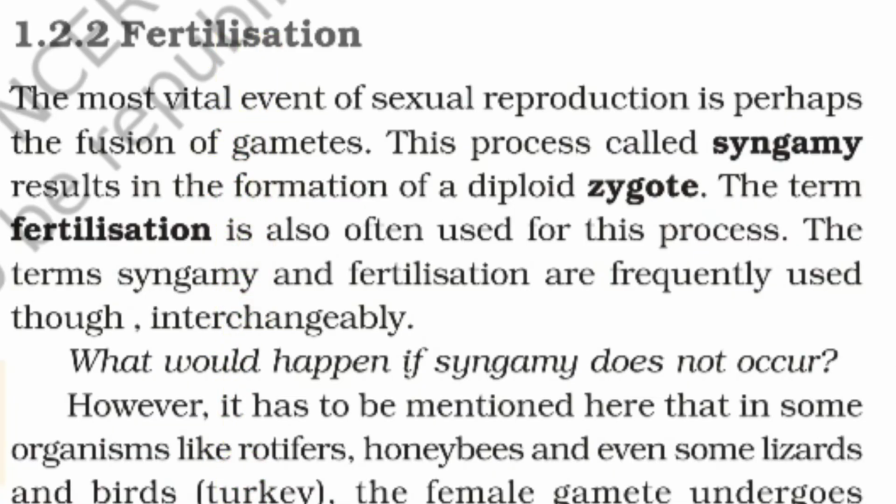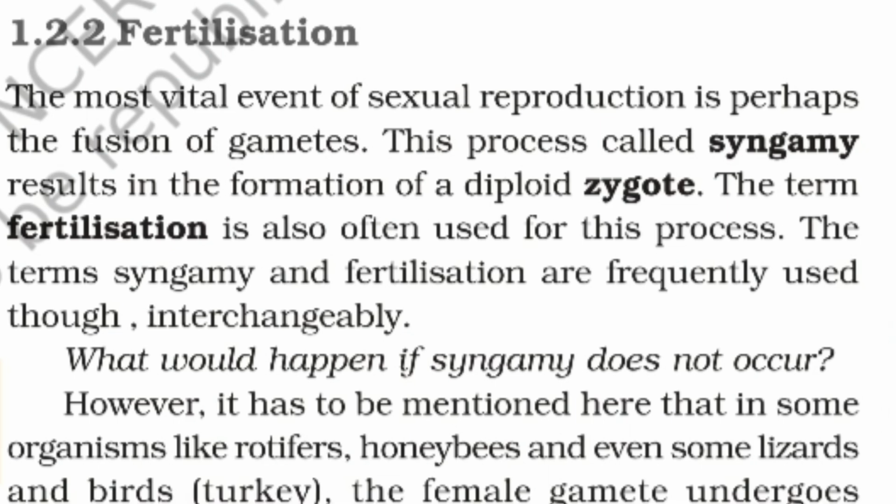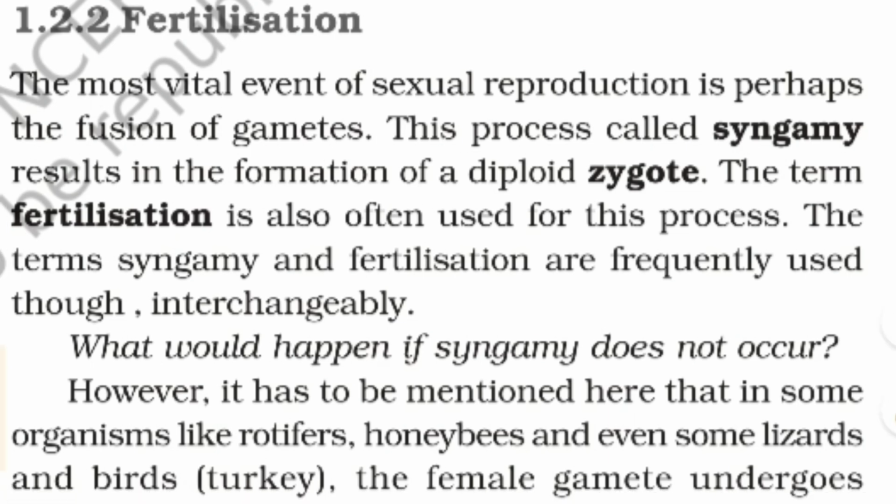Now the next topic is fertilization. As you have all learned about the fusion of the male and female gamete, things are now very clear to you. It is the most vital event of sexual reproduction, which can occur due to the fusion of gametes only. This process is called syngamy, in which a diploid zygote is formed. Syngamy is also known as fertilization. So today we have learned that syngamy and fertilization are both the same process, which occurs due to the fusion of different kinds of gametes.